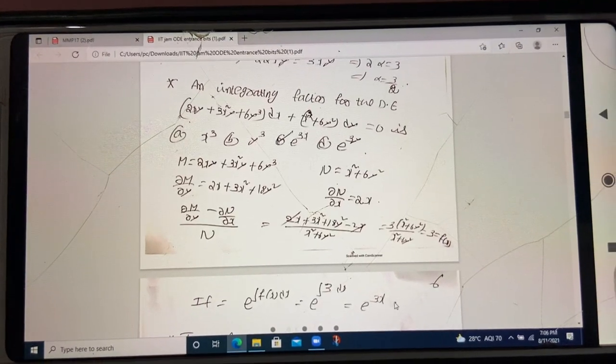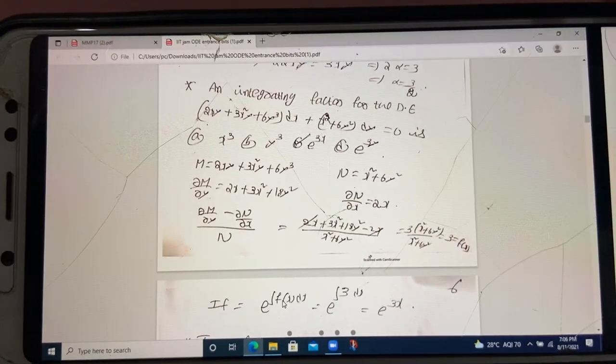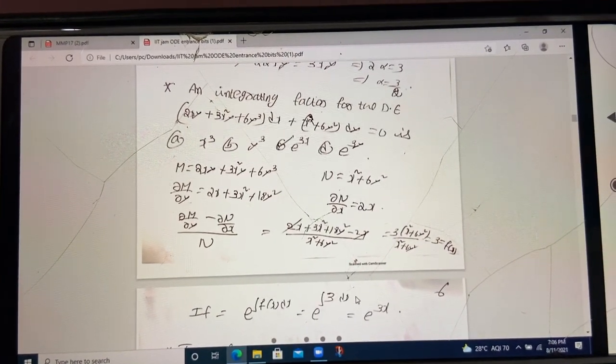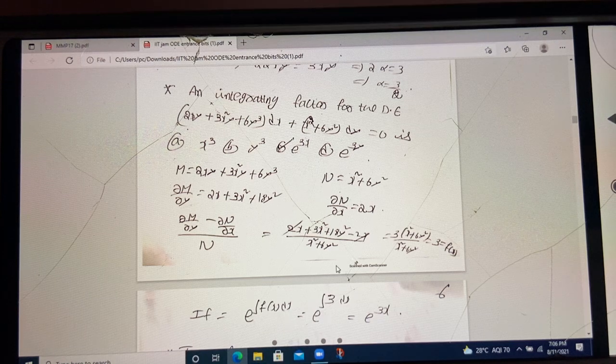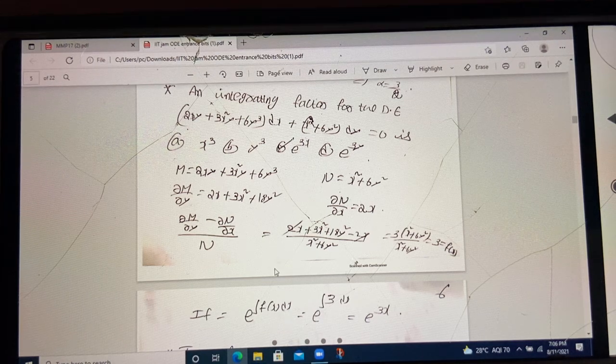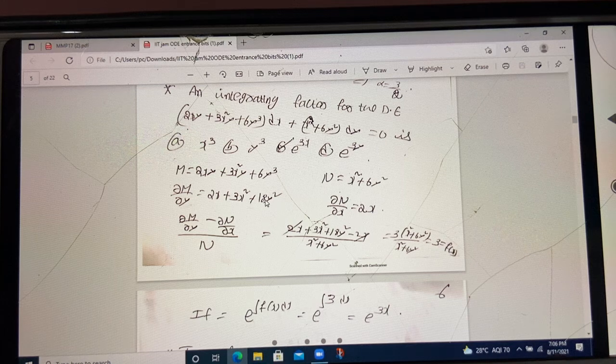e power 3y also, because you can record 3 into dy, e power 3 dy is 3y, that will be given, but it will not be the integrating factor. If you multiply the equation by e power 3y, it will not be exact. What is the integrating factor? When you multiply the equation by e power 3x, the resulting one will become exact. Here it is not exact, because they are not equal. It will become exact if you multiply by.